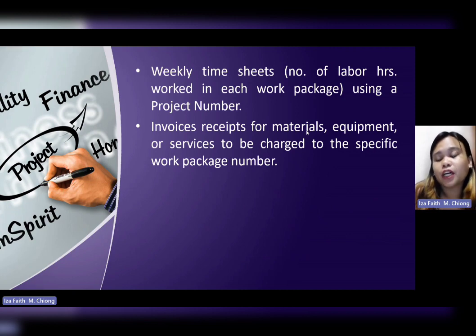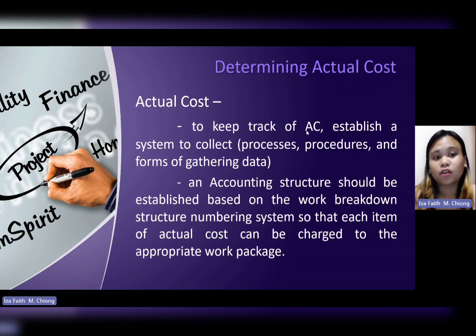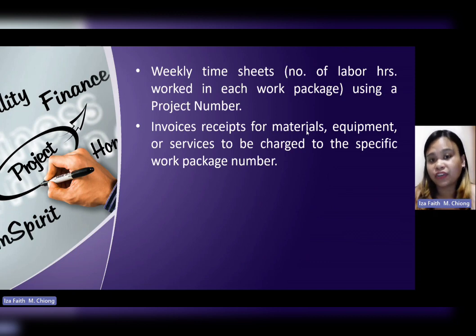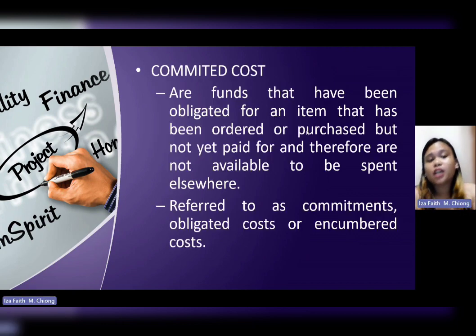Another way of determining actual cost is invoices and receipts for materials and equipment. This is what I mentioned earlier, that business owners are encouraged to keep track of their inventory and cost. Next, committed costs. These are funds that have been obligated for an item that has been ordered or purchased but not yet paid for and therefore are not available to be spent elsewhere. They are referred to as commitments, obligated costs, or encumbered costs.